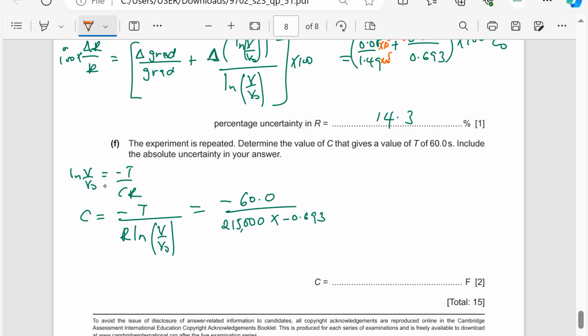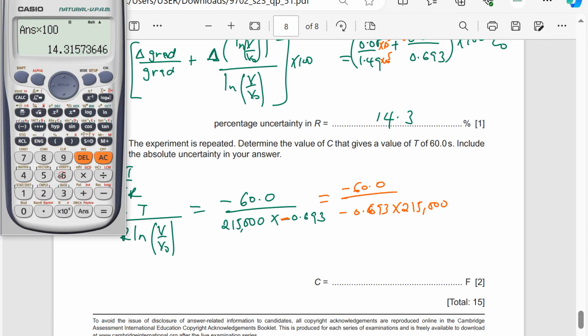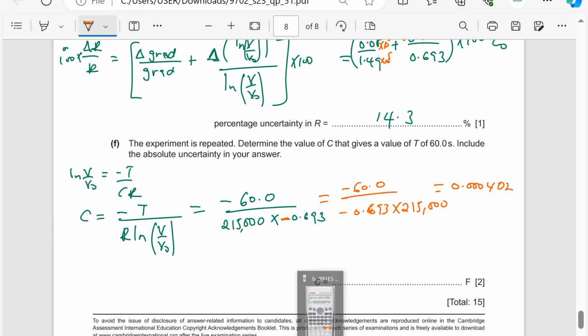But here it is very important. This minus here cancels out the other one, so this will be minus 60.0 divided by negative 0.693 times 215,000. So the negative has cancelled. I have 60 divided by open brackets 0.693 times 215,000. So this is equal to 0.000403. Of course, the capacitance must be very small. That's why it is always recorded in microfarads. So it makes sense for you to get this as 4.03 times 10 to the power of minus 4 farads. So this will be the final answer here.